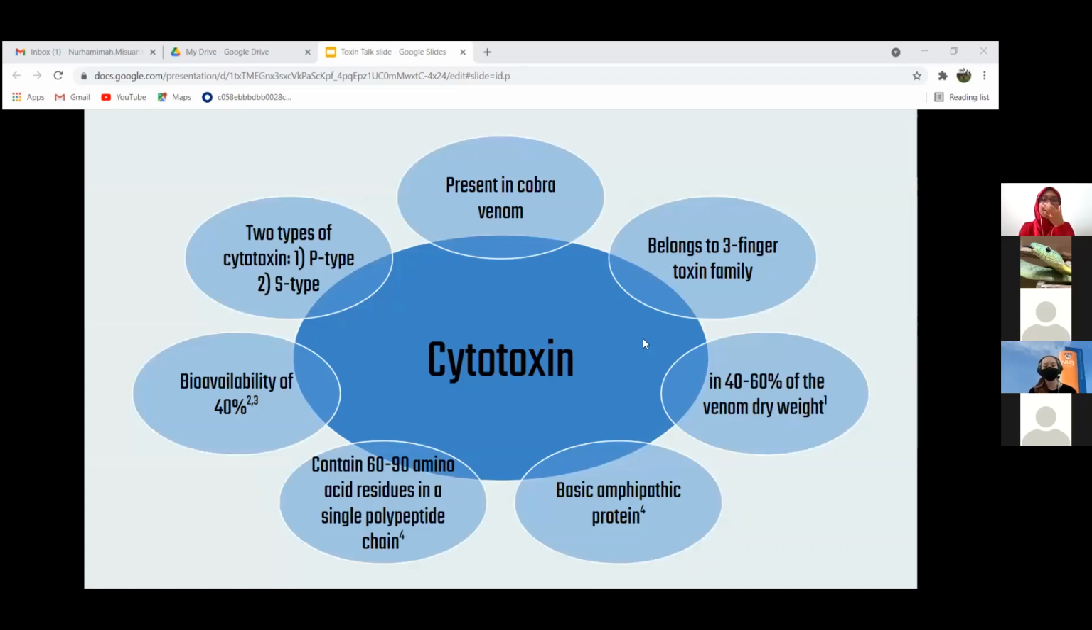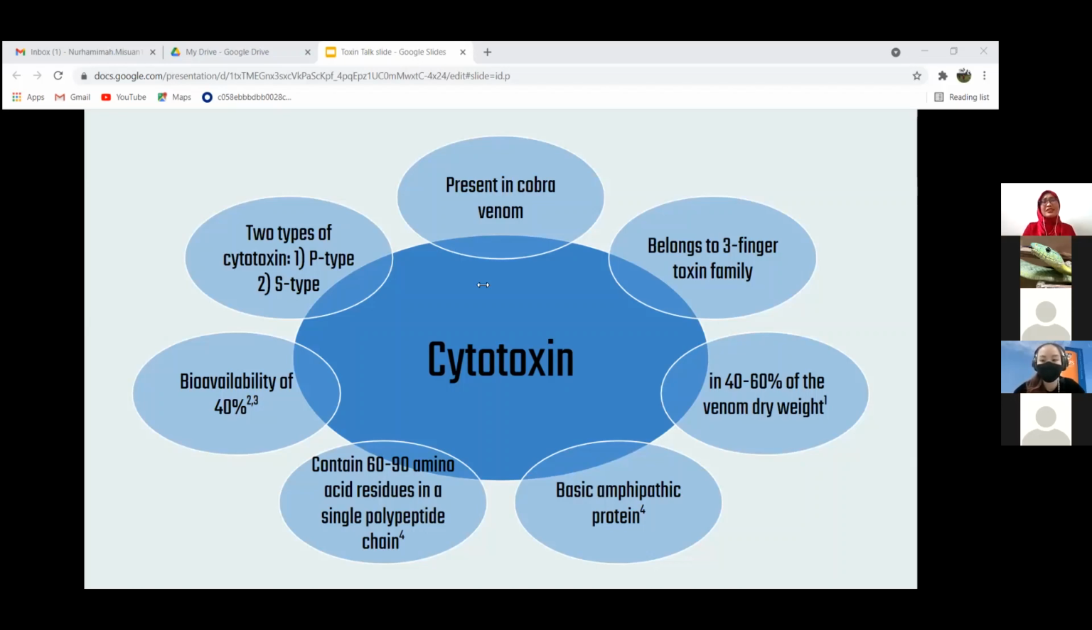So I'll begin my talk by introducing to you my protein of interest, which is cytotoxin. Cytotoxin is a non-enzymatic three-finger toxin present only in cobra, and approximately 40 to 60% of the dry weight of the cobra venom is cytotoxin. It plays an important pathophysiological effect in cobra envenomation, especially necrosis. Besides, cytotoxin is a basic amphiphilic protein with 62 amino acid residues in a single polypeptide chain.